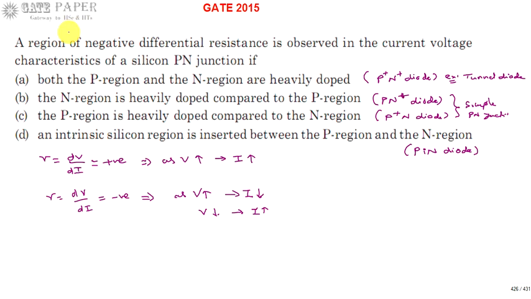So out of these four, only tunnel diode exhibits negative differential resistance. In tunnel diode, both P and N regions are going to be heavily doped. Not only in tunnel diode, in any diode, if both sides are very heavily doped, then that definitely exhibits a negative resistance region. Now we will see the characteristics of ordinary diode and tunnel diode.